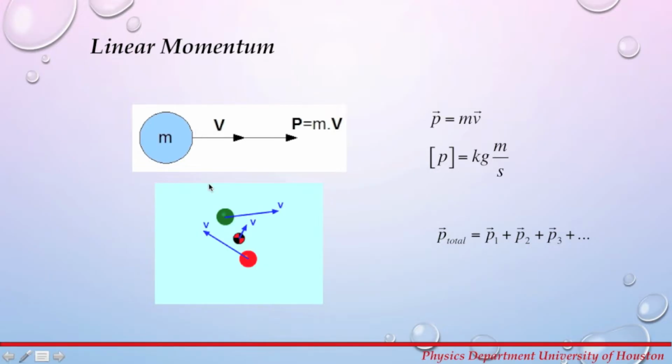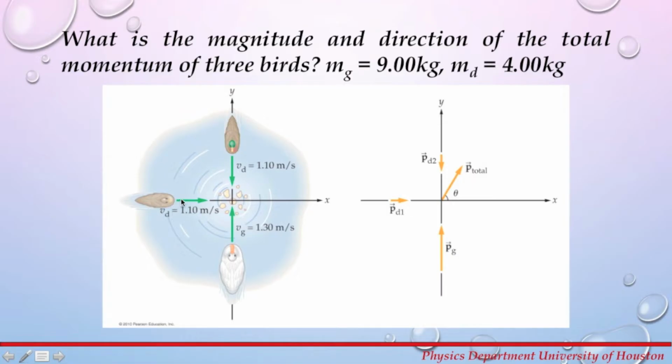Since momentum is a vector, the total momentum of a system of objects is the vector sum of the momenta of all objects. P total is equal to P1 plus P2 plus P3 and so on, as many objects as you have. To illustrate the vector nature of momentum and linear momentum addition, we will use an example from your textbook. We are going to add the momenta for 2 ducks and a goose.